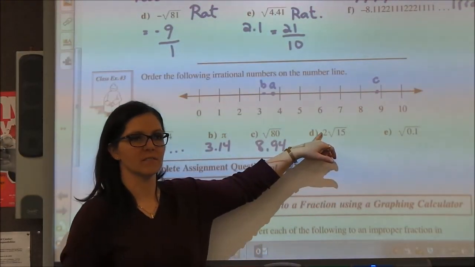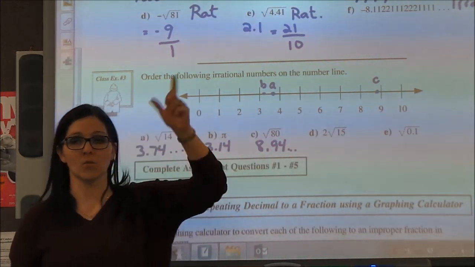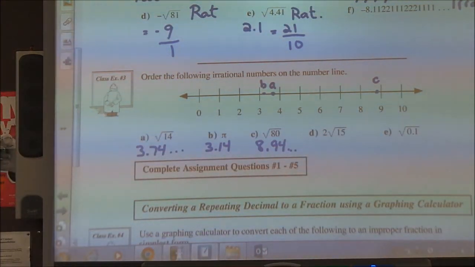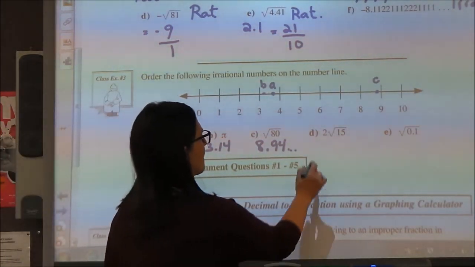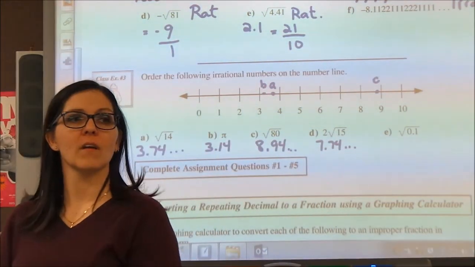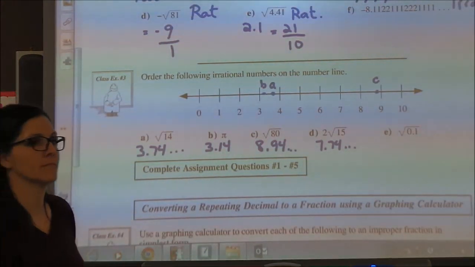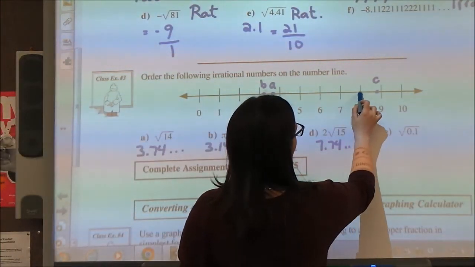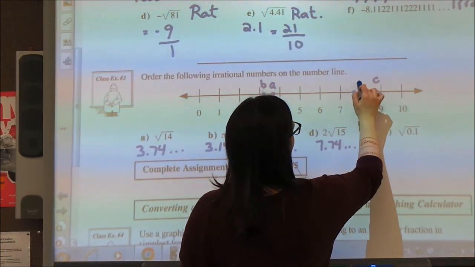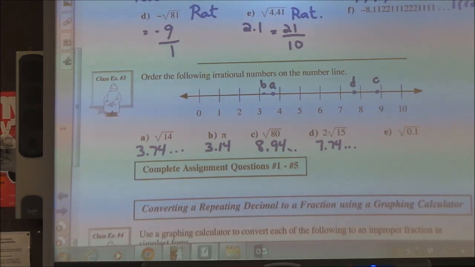How would I read this? You would do the square root and times it by 2, right? Right, square root of 15 times 2. Or 2 times the square root of 15. And what do I get? 7.745966692. Okay? So on my number line, where do I put this? Sort of by the 8. Closer to 8 than to 7. Okay, and the square root of 0.1.